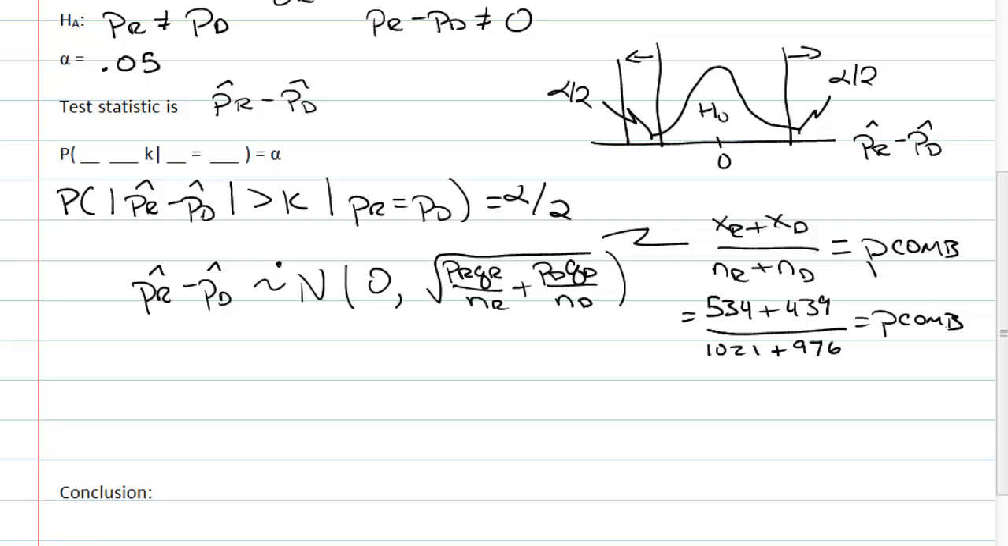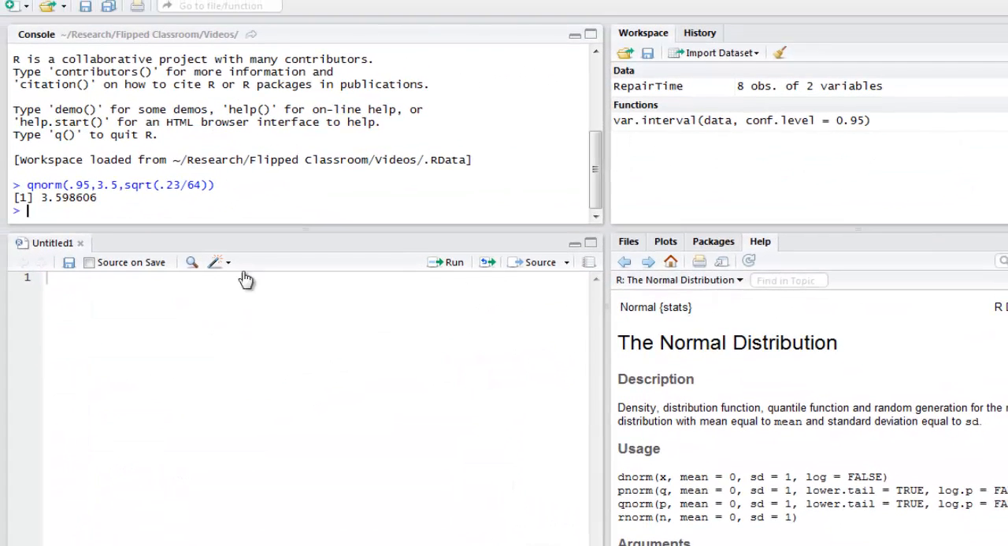And I'm almost there. I just need to now find the k value. And that's going to be Q norm. And again, it's the area to the left, so if the area to the right is half of 0.05, area to the left would be 0.975. Mean is 0. And then I'm going to use the P combined, and I'll show you in R in a second. So let's go ahead and open R and calculate our values.